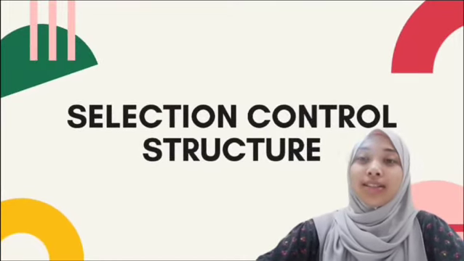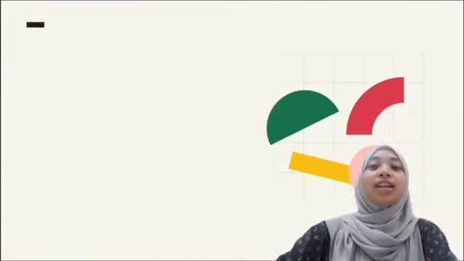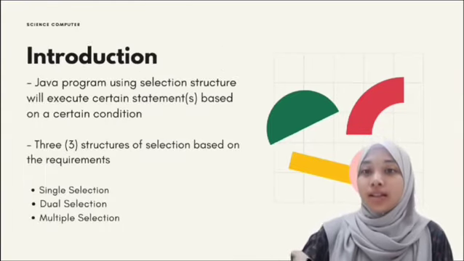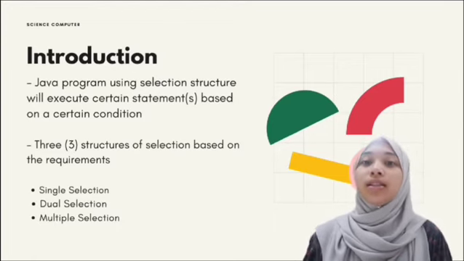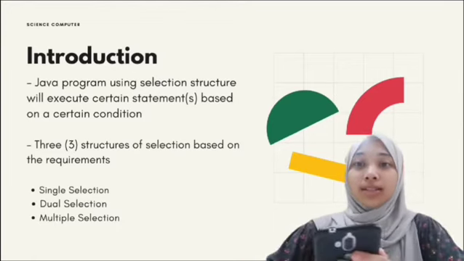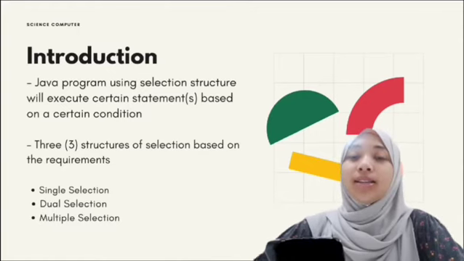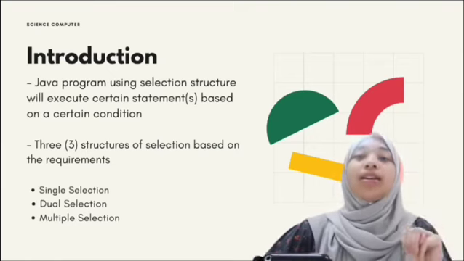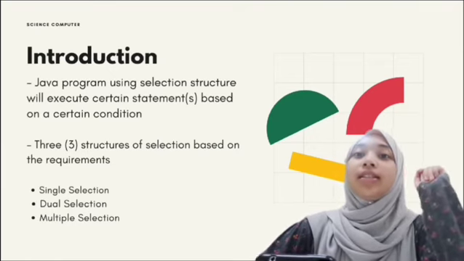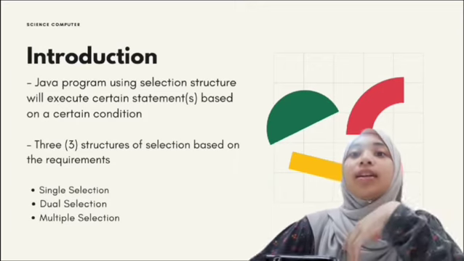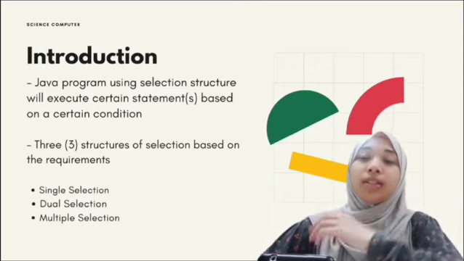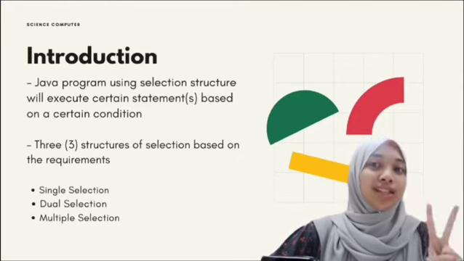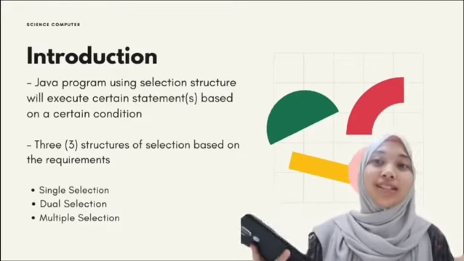What is selection control structure? It is a Java program that uses a selection structure that will execute a certain statement based on a certain condition. There are 3 structures of selection based on the requirements of the problem: single selection, dual selection, and multiple selection.